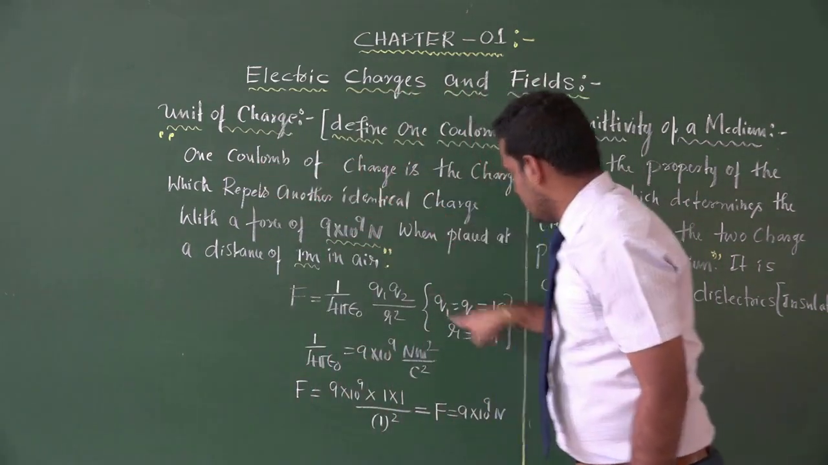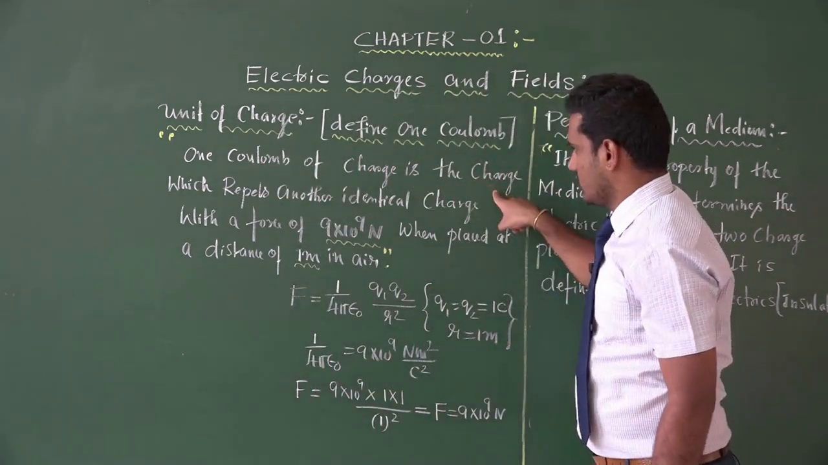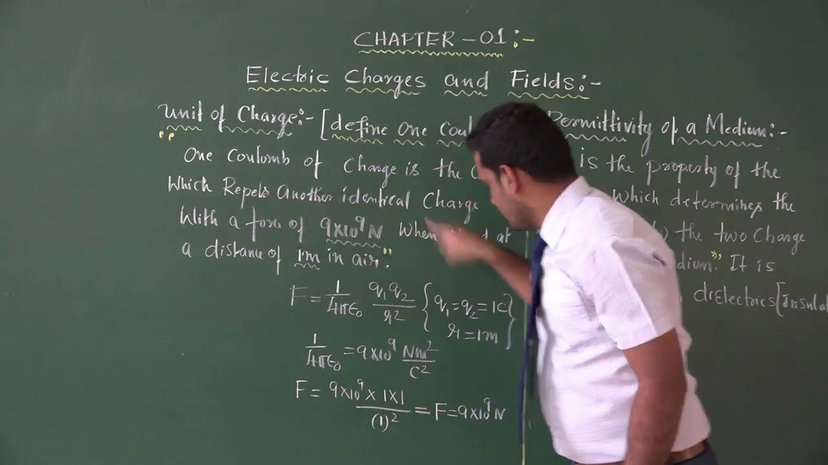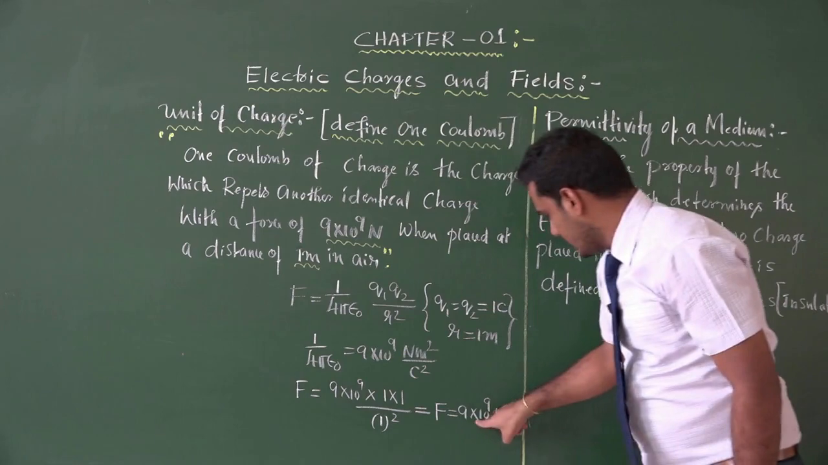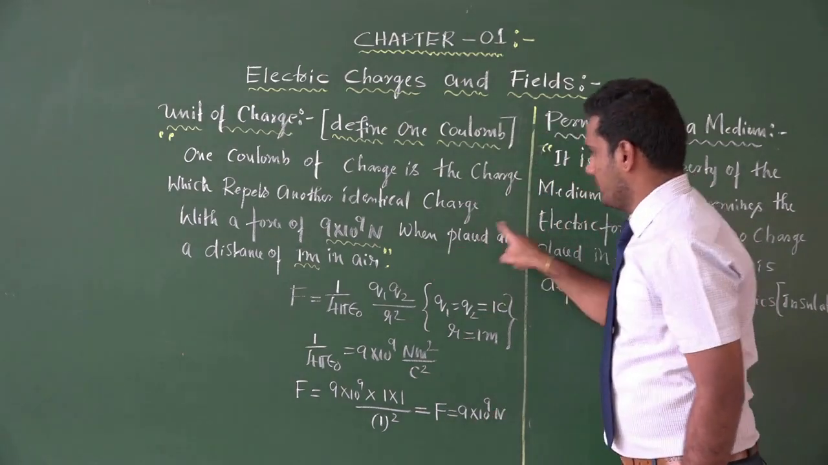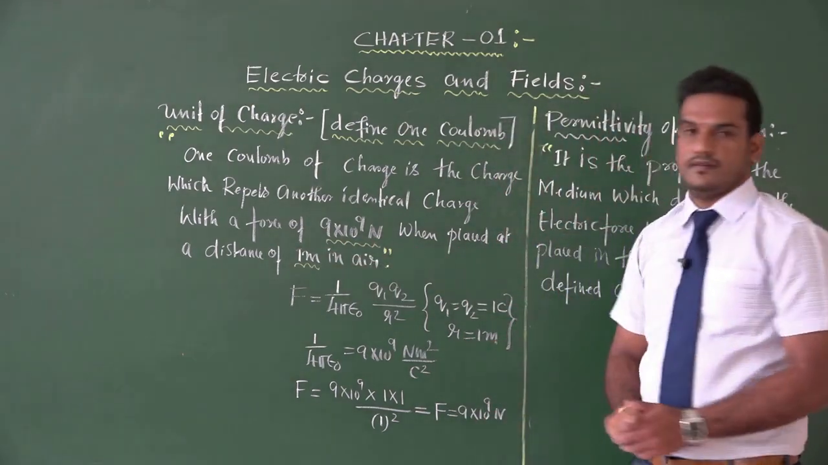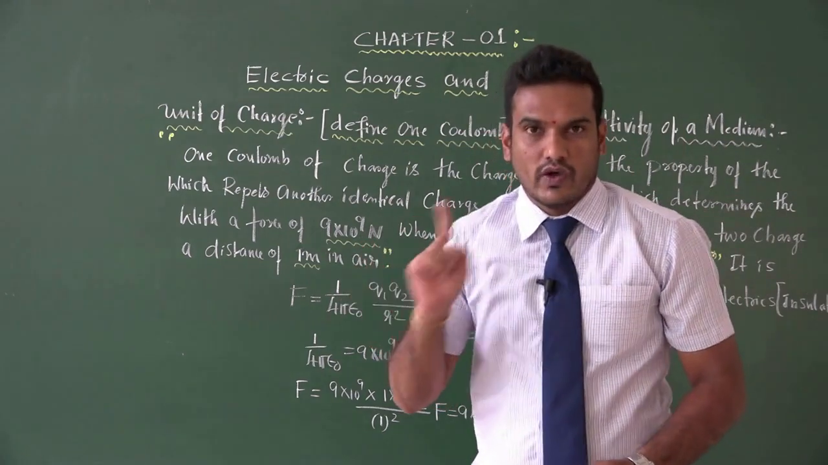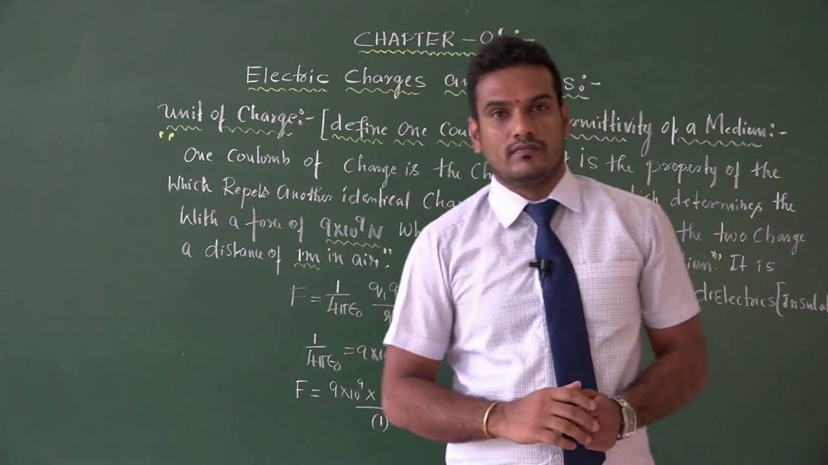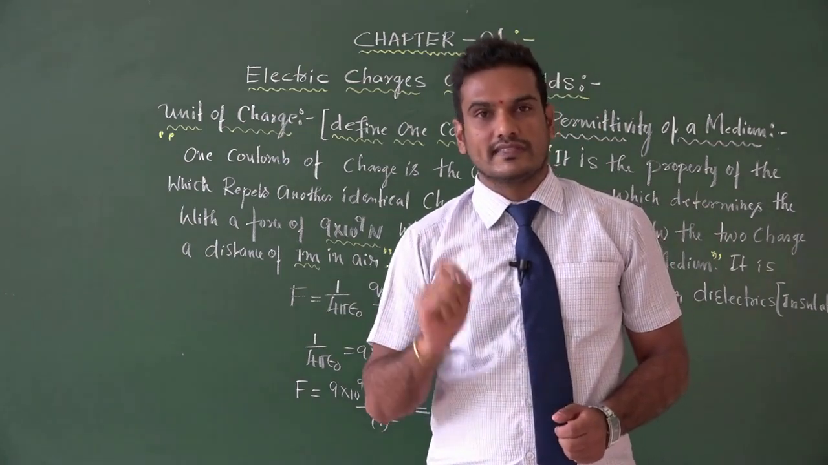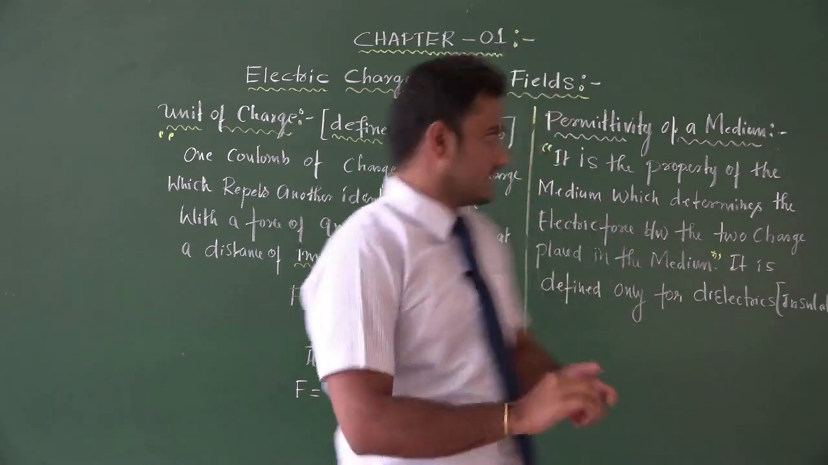1 coulomb of charge is the charge which repels another identical charge with a force of 9 into 10 power 9 Newton when placed at a distance of 1 meter. So like this you have to define, if they ask the question, define 1 coulomb or define unit of charge. We'll move on to the next concept.